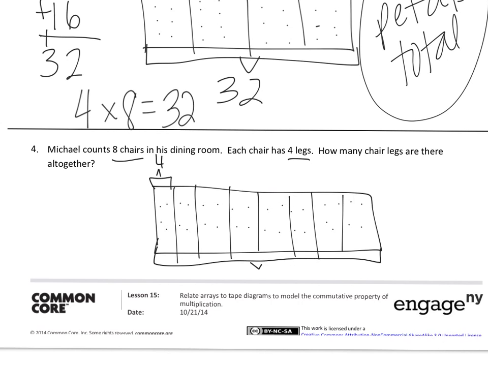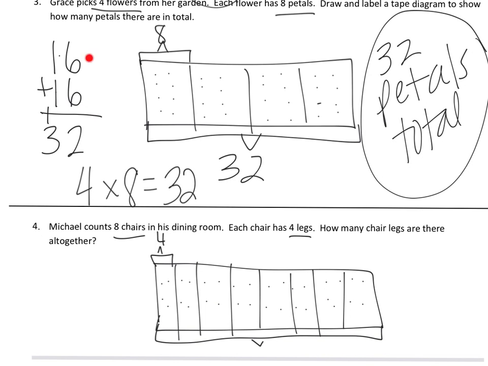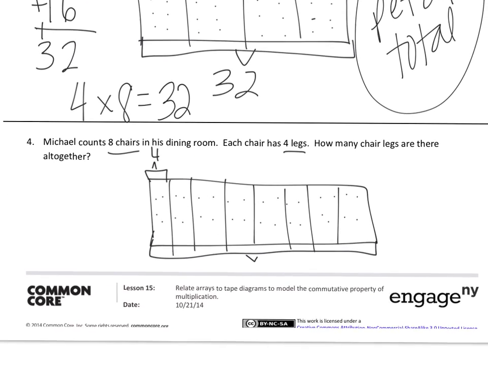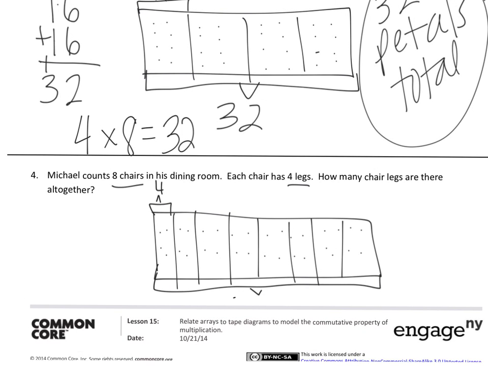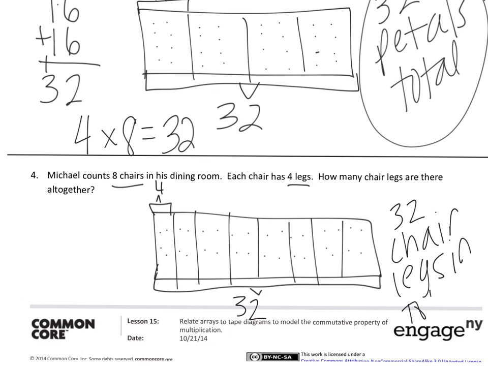And if I count by 4s, 4, 8, 12, 16, 16 plus 16. This is starting to sound familiar. I'm pretty sure I just did 16 plus 16 up here. 16 plus 16 is 32. There are 32 chair legs in total.